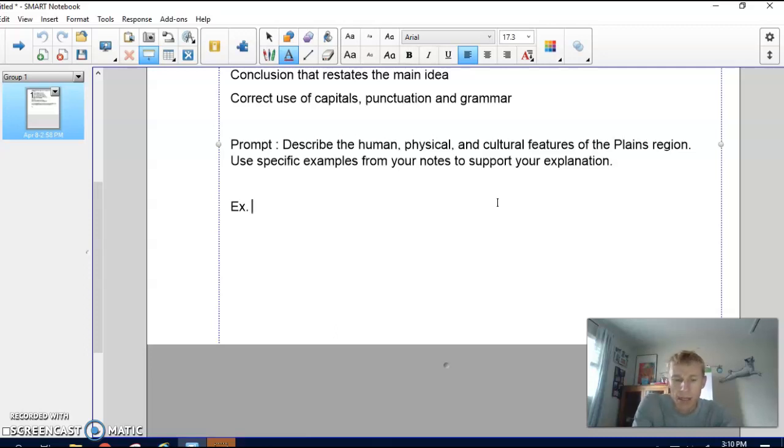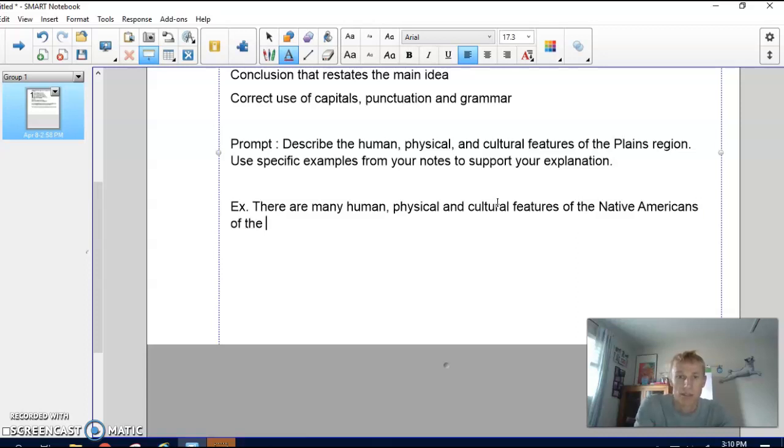So I'm going to start by stating my main idea. There are many human, physical, and cultural features of the Native Americans of the Plains region. To begin with, use that transition here. So I restated my main idea.